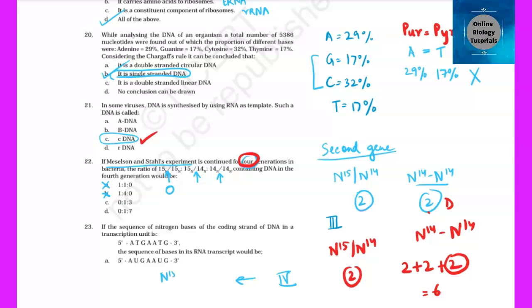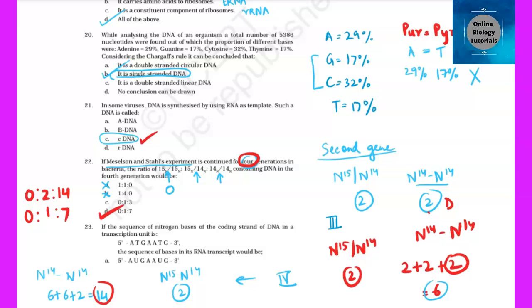So N15-N14 will stay only 2, right? For N14, let's find out. Here it is 6. So we will double the value of 6. It will become 6 plus 6, or directly 12. We will add 2 to it, so it will become 14. Now if you write the ratio, it will be in this order: 0 is to 2 is to 14. If you simplify the ratio, it will become 0 is to 1 is to 7. This will be the right answer.